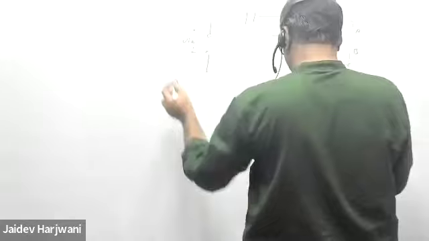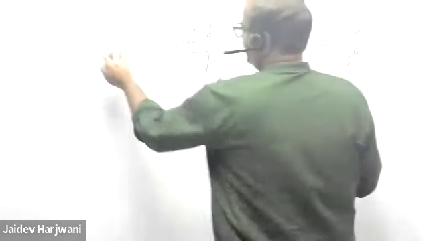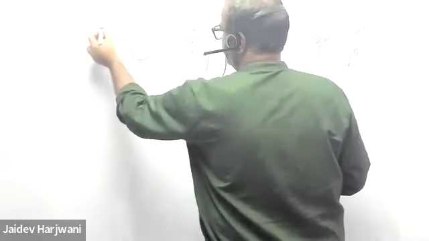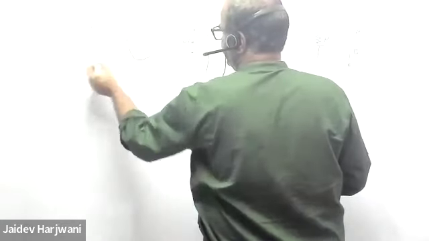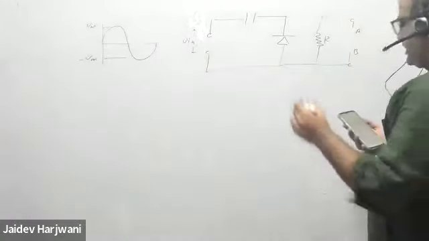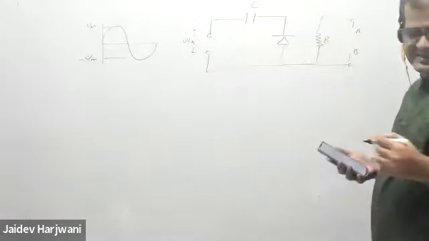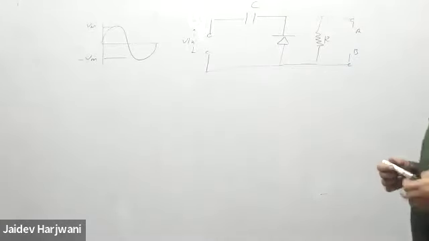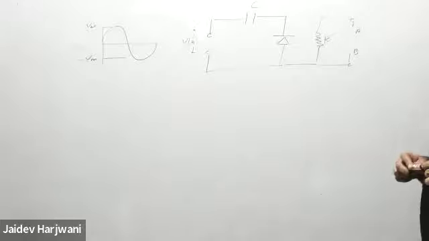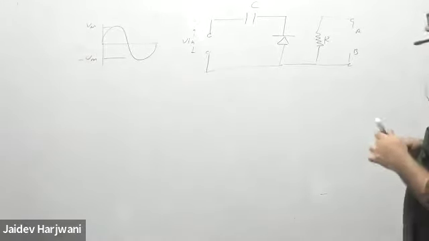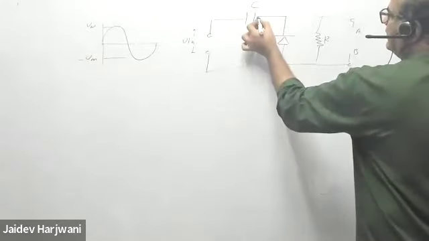V input, which is a sine wave from Vm to minus Vm. So can anyone tell me what is this circuit? Can anyone identify this circuit? Clamper. Yes, clamper. Negative or positive? Up or down? Positive.